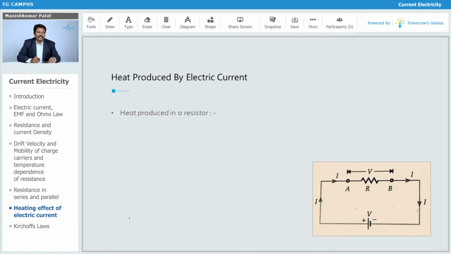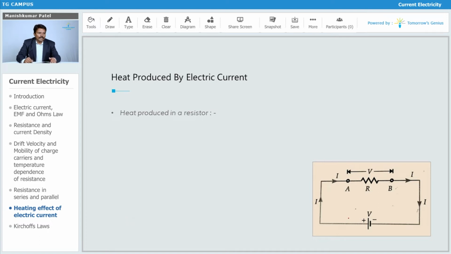Obviously, when there is an increase in the temperature, it gets heated, so the vibrations increase. The amplitude of vibration of your electrons increases, so definitely you can say that its resistance is also going to increase. Now we have to just find the heat produced.